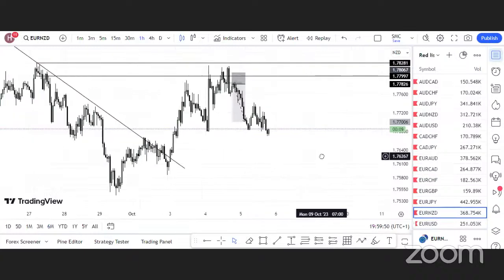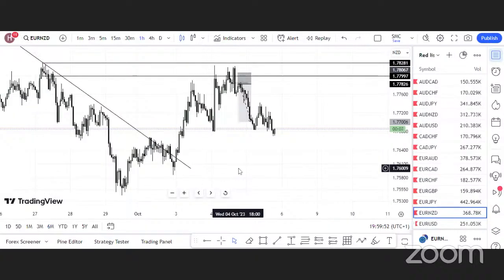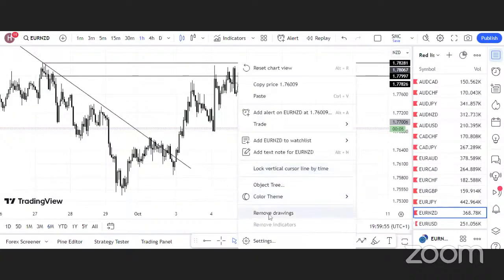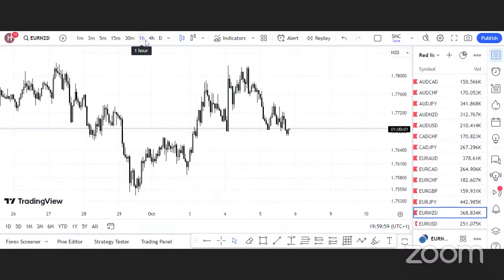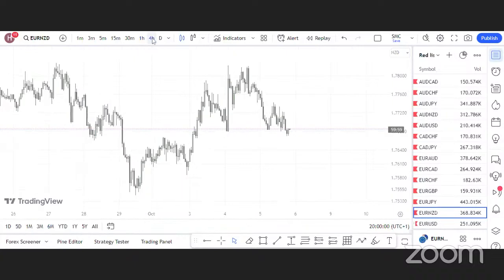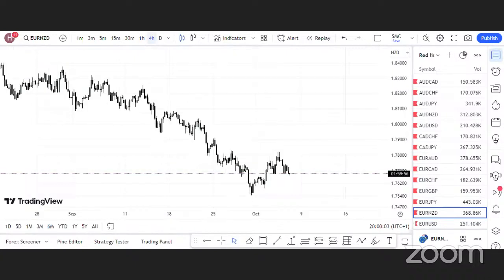So these are previous trades that I've taken earlier, and you see how they played out massively. Let's go to the 4 hour time frame. So the 4 hour time frame is saying the market is on a downtrend. Let's see if this aligns with what is currently happening.